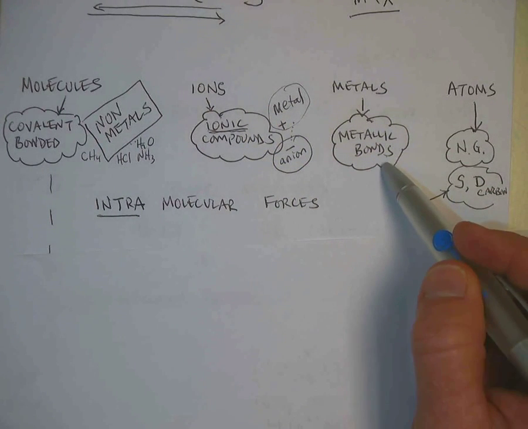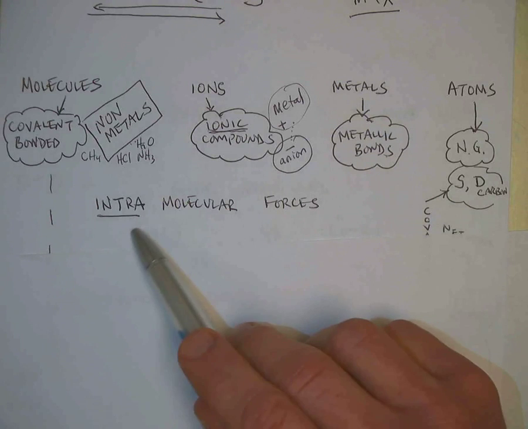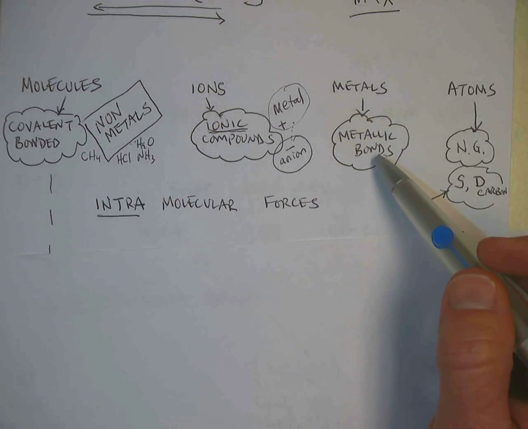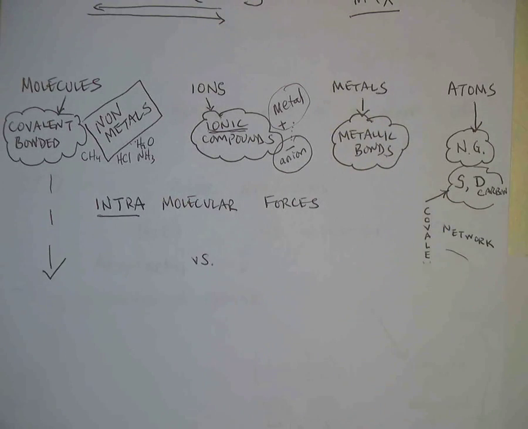Metallic things are held together by metallic bonds. That's their intrametallic force, with a lot of delocalized electrons that make that happen. And then we already talked about these atomic structures and noble and covalent network things.